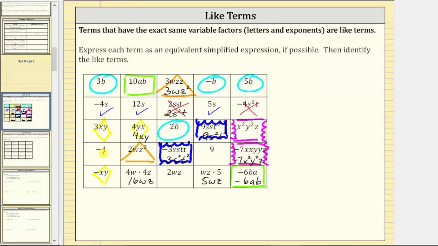The next term is negative 4, which is a constant term. All constant terms, or terms that don't have any variable factors, are like terms. So negative 4 and positive 9 are like terms. Looking at the remaining 3 terms here, notice these 3 terms all contain 1 factor of w and 1 factor of z, which means 16wz, 2wz, and 5wz are all like terms.